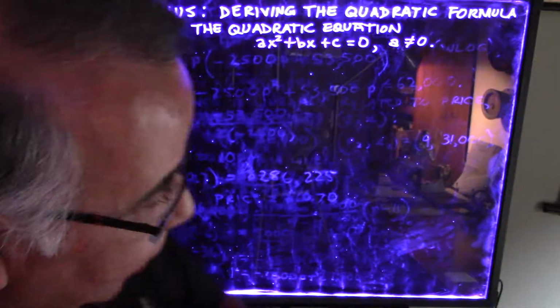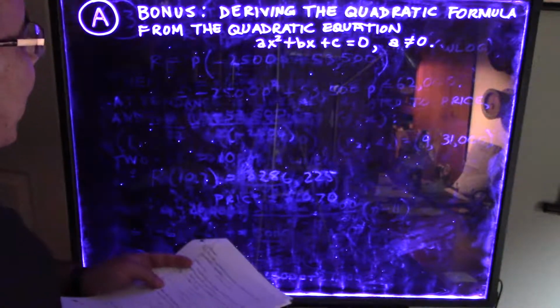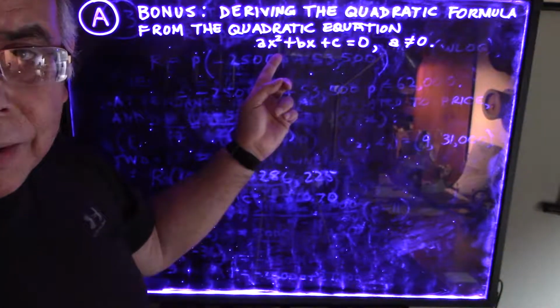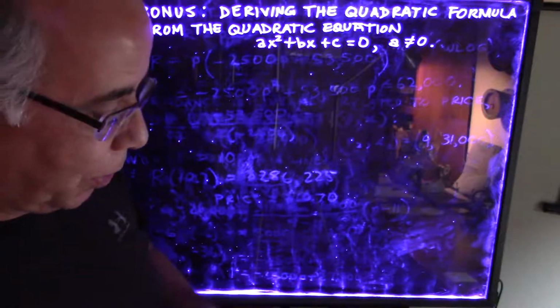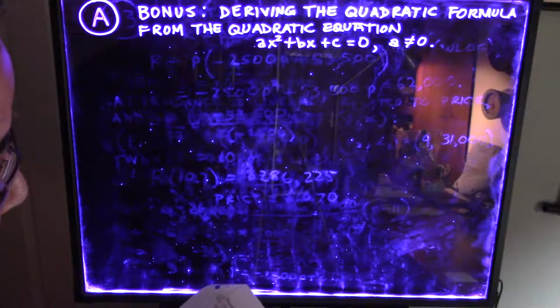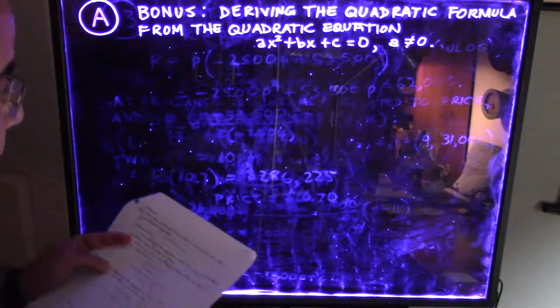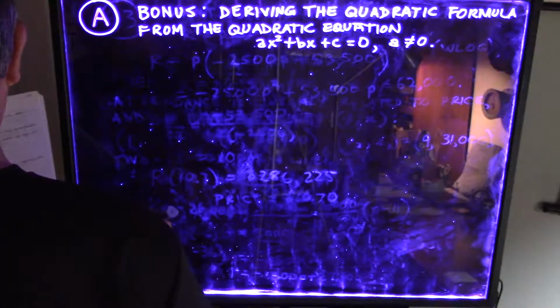Okay, bonus feature A. What we're going to discuss is how to derive the quadratic formula from the general quadratic equation ax squared plus bx plus c equals 0, where a is not equal to 0. Okay? So we're going to do it by completing the square. Completing the square works for any quadratic equation, so we can use it here.